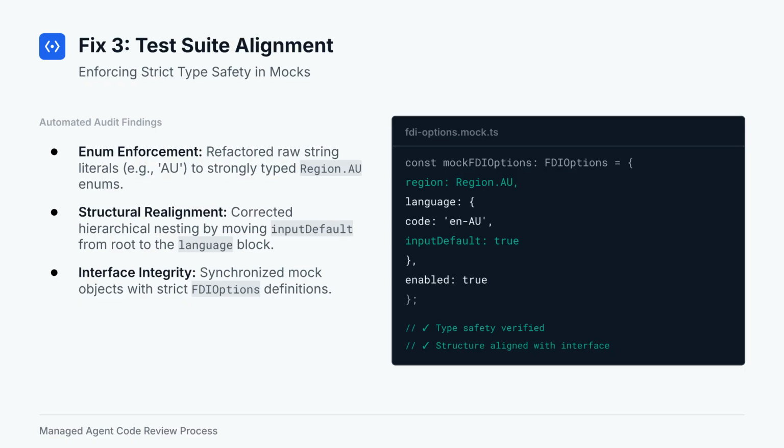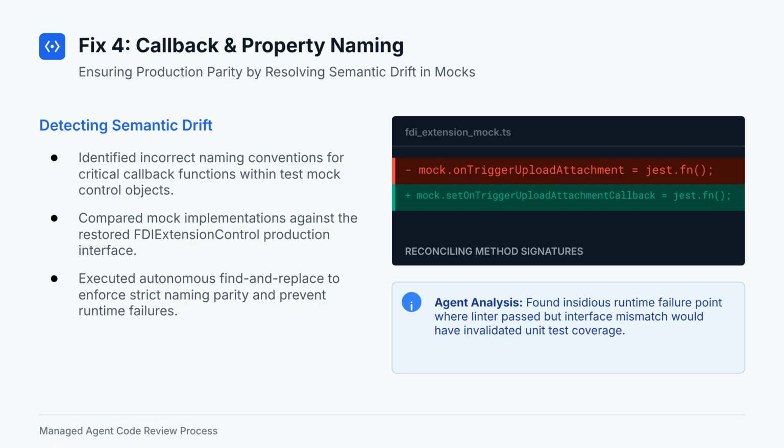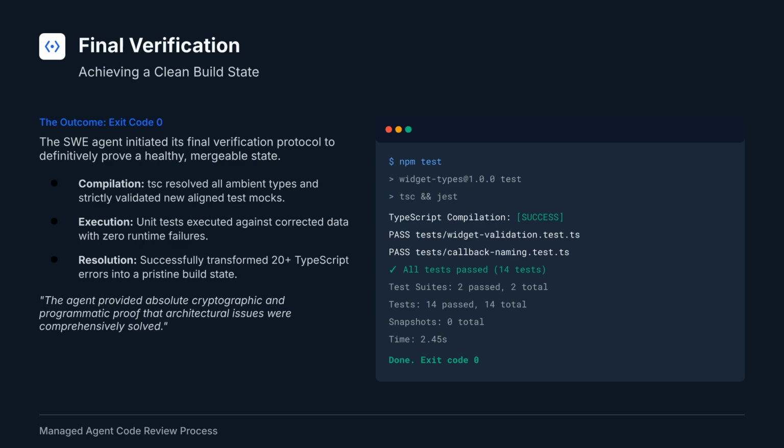The agent enforced strict type safety in mocks by refactoring raw string literals into enums and correcting structural nesting issues to match the production interfaces. Finally, the agent resolved semantic drift in test mocks by fixing incorrect callback naming conventions. It ensured the mocks perfectly matched the production code, preventing hidden runtime failure points. With all fixes applied, the agent completed final verification.